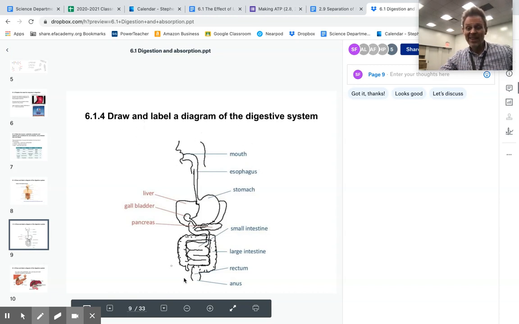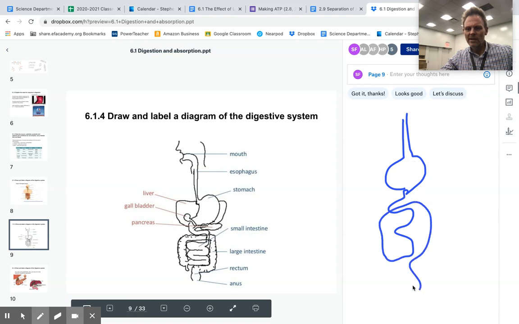So 6.1.4 says draw and label a diagram of the digestive system. So this is as awesome as it needs to be. I did not draw this, but basically, this is a good drawing. The small intestines are about 6 meters long, so you don't need to represent that, just show it as a squiggly line. A lot of times students just draw lines like this and like this. So try to take a little more time to show that it's tubes instead of just pasta.